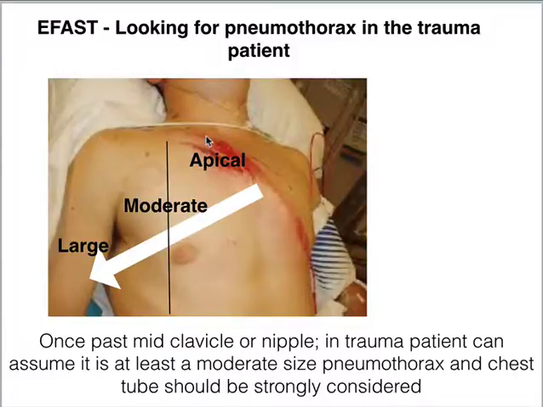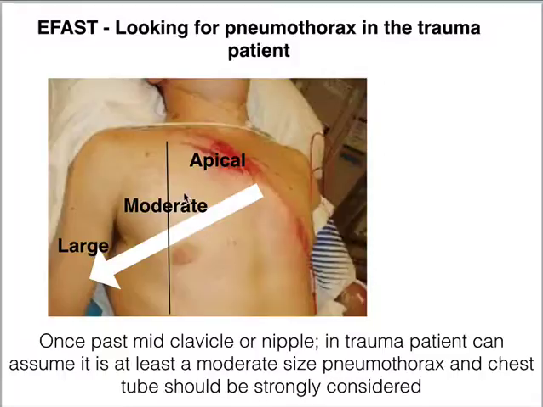But most of the time, what you want to do is start at the apex, and then you can do a couple of points, but if you see no lung sliding, you should actually go here, you should go here, you should go here, and you should go all the way down to the axilla until you actually see lung sliding. So some of the literature shows that if you actually go past the mid-clavicular line or the nipple line, that 90% of those patients ended up getting chest tubes.